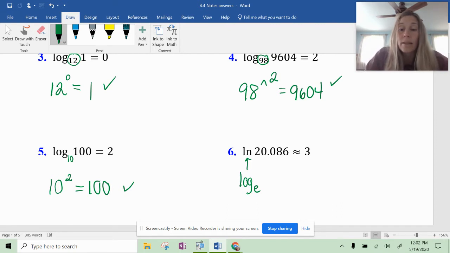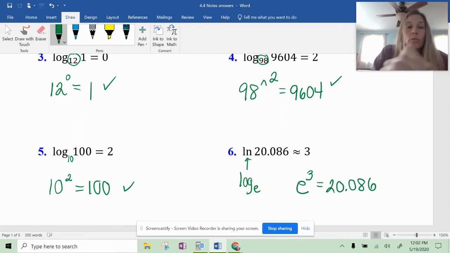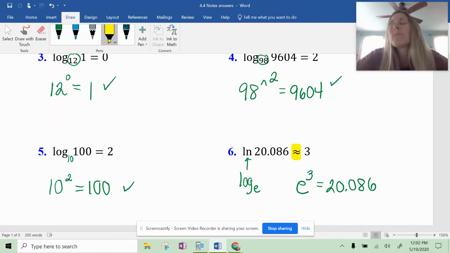So if I were to rewrite this, my base then is e. I would raise it to the number on the other side of the equal sign, and that should equal this larger number here, 20.086. Now you might be wondering, why is this equal sign squiggly? That's because it means approximately. Remember, e is an irrational number, which means it's a decimal that goes on to infinity. So it doesn't actually equal 3, it's just going to approach it.